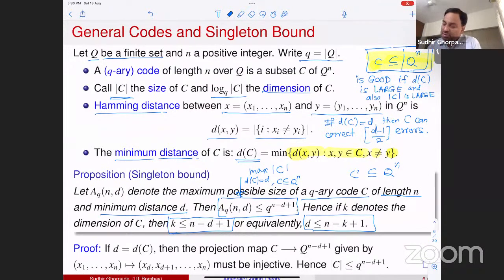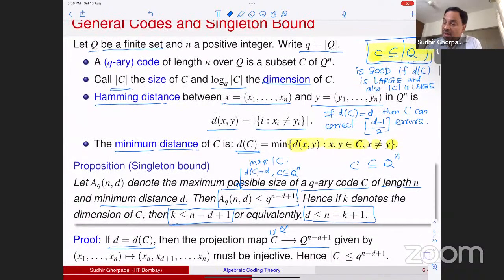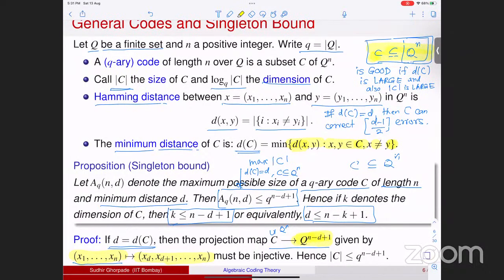So let us see. Suppose I have a code C whose minimum distance is d. What can I do? I can take my C, which is living inside q^n, and project it onto q^(n-d+1). I take a code word, say x1 to xn, and I just forget the first d minus 1 coordinates. So I look at xd to xn. Therefore I land up in this space q^(n-d+1), and I claim that this map must be injective, that is, one-one. Why is that?